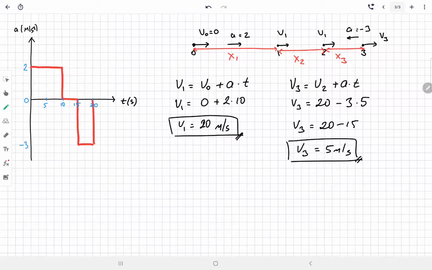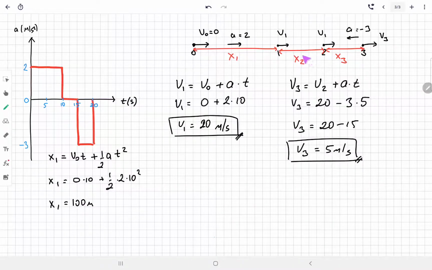So we know that motion between point 0 and 1 is motion with constant acceleration. So for this case, we can use this equation. x1 equal to v0 times time plus 1 over 2 acceleration times time square. So x1 equal to initial velocity at point 0 is 0. Time is 10 seconds. Plus 1 over 2. Acceleration between 0 and 1 is positive 2 from the graph, and the time is 10 seconds. So x1 will be equal to 100 meters.